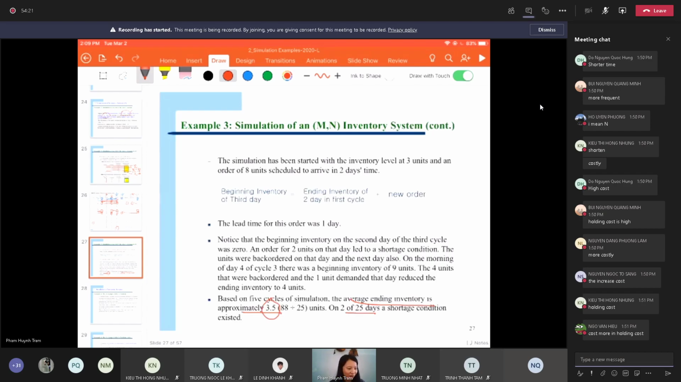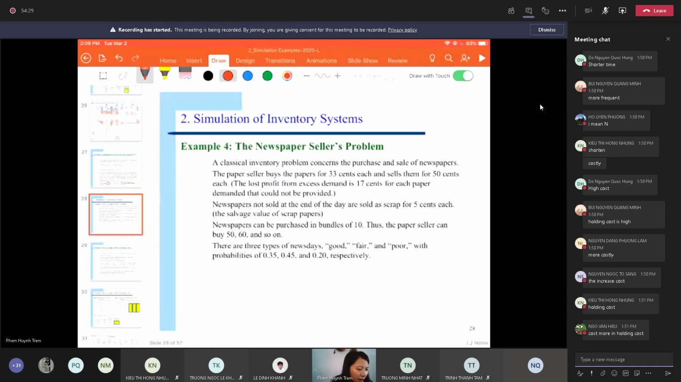Okay, so this is a very simple example of inventory. Now, you can also try this with another popular inventory problem we call the newspaper seller's problem. Have you learned about the newspaper seller's problem? Have you learned it somewhere?